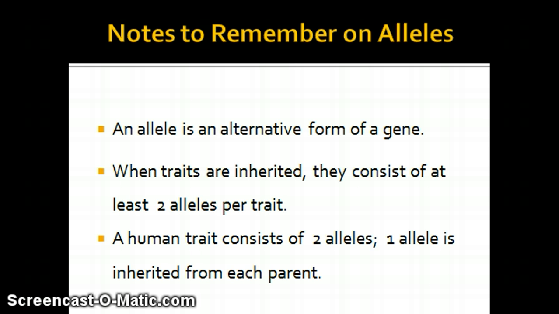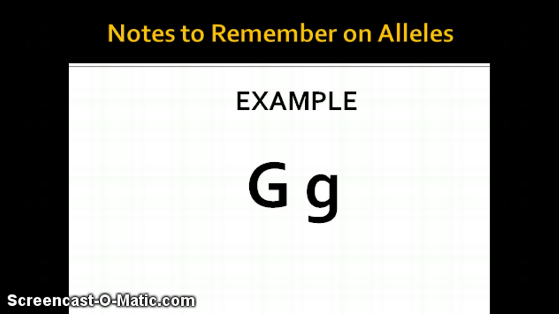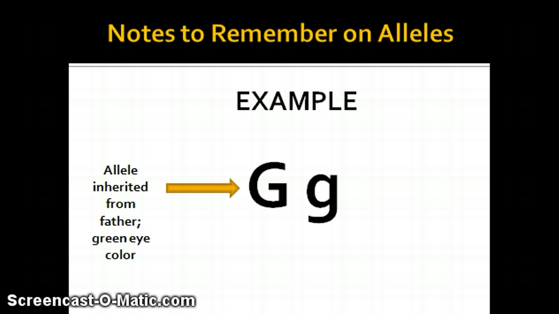For example, one trait for eye color can be written as capital G, lowercase g. The capital G will represent green eye color and the lowercase g will represent gray eye color. The capital G will be inherited from the father, and the other allele, the lowercase g, will be inherited from the mother.